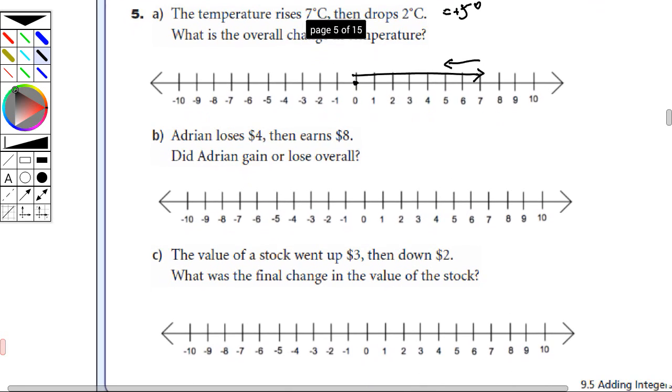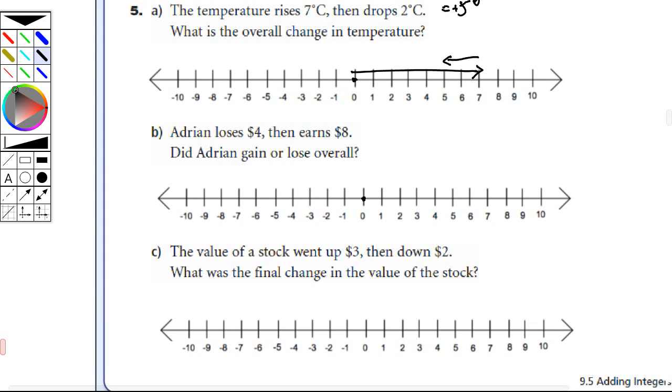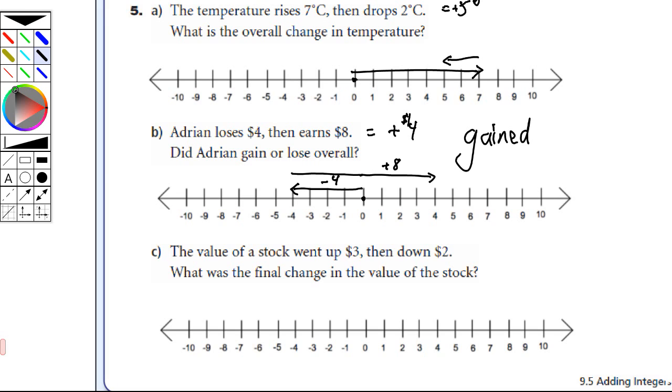B, Adrian loses $4, so he's starting at 0. He loses 4, so that's -4. Then he earns 8. So from that position we go up 4 to get us to 0, and then another 4 is going to take us, when we add 8, all the way to +4. So he gained $4 overall. We gained $4. Gain is to win.